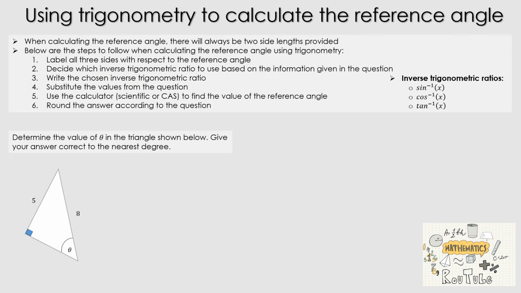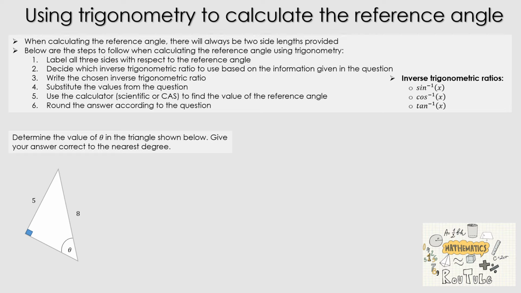All right, now moving on to the last thing for this video. So now we're going to use trig to calculate the reference angle. Like I said at the start of the video, we can calculate missing side lengths or the angle. So now we're actually going to calculate the reference angle. Once again, there's a fair few steps here. I'm not going to go through them at the start, but as we're going through the question, we'll go through them.